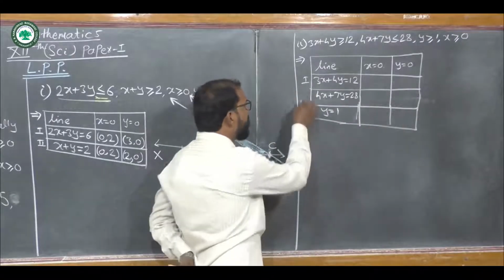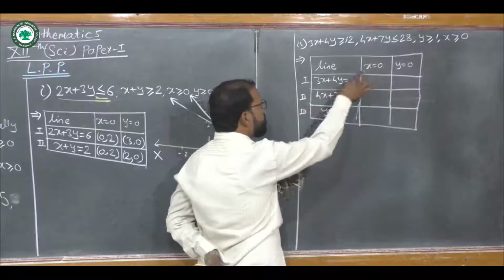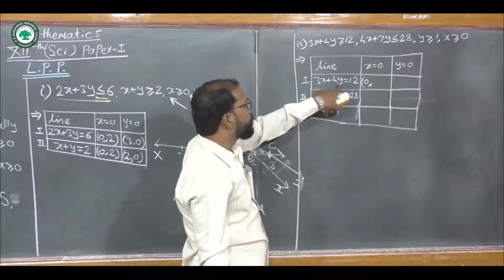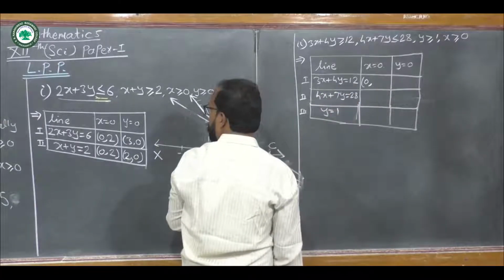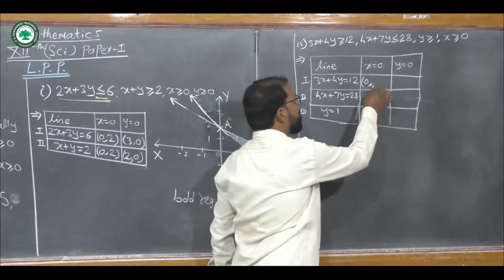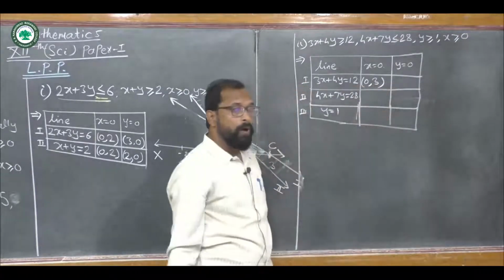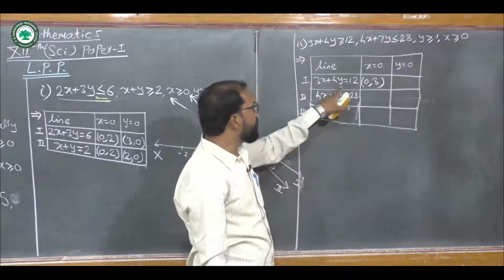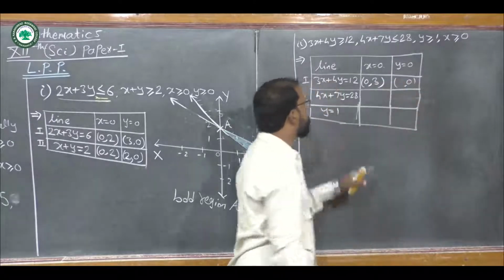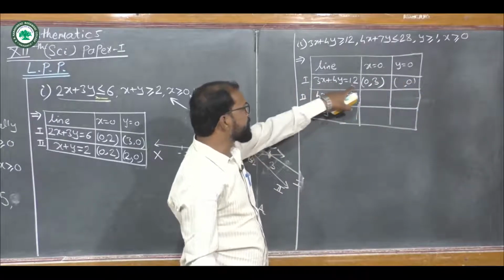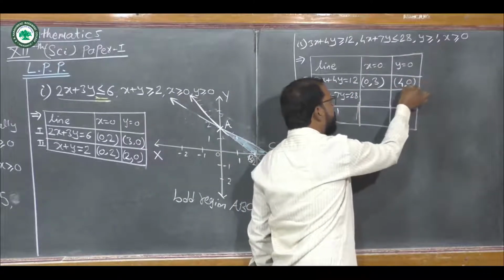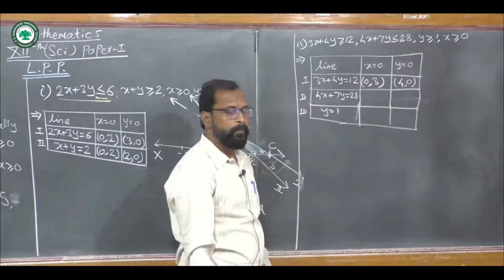Now, in the first line, suppose we put x equals 0. Then we get 4y equals 12, which gives y equals 3. Now, when we put y equals 0, we get 3x equals 12, which gives x equals 4. So we get the next point, that is 4, 0.